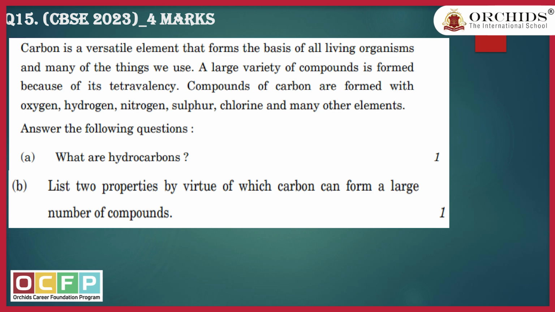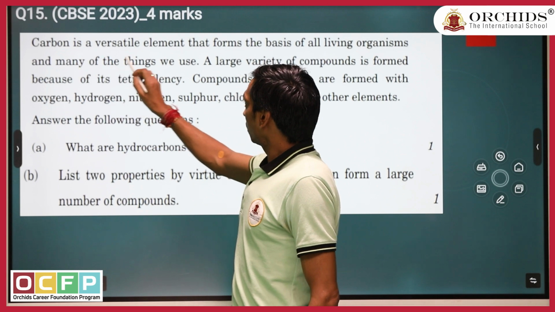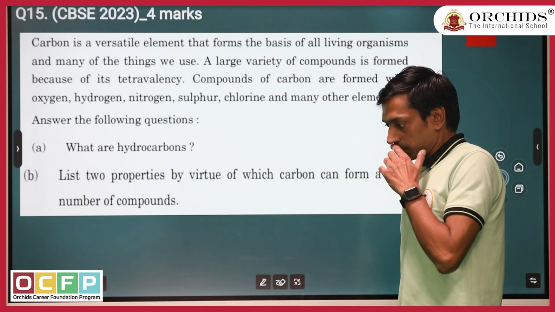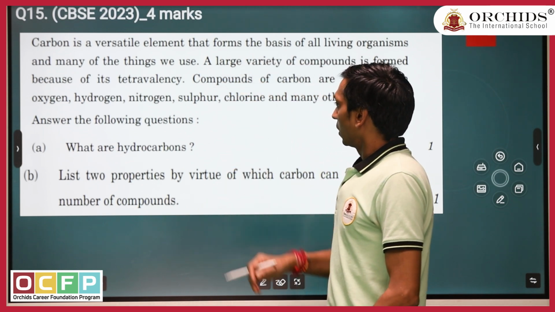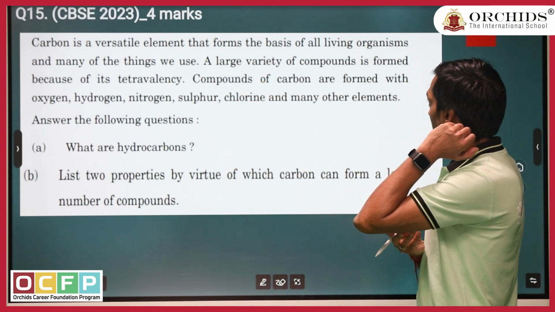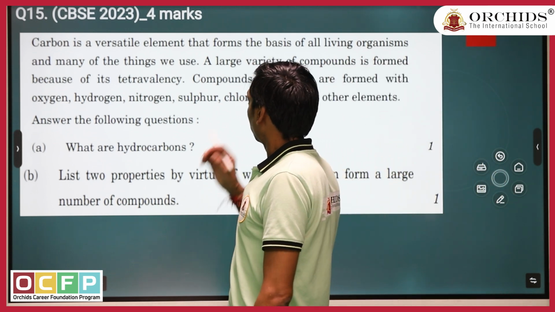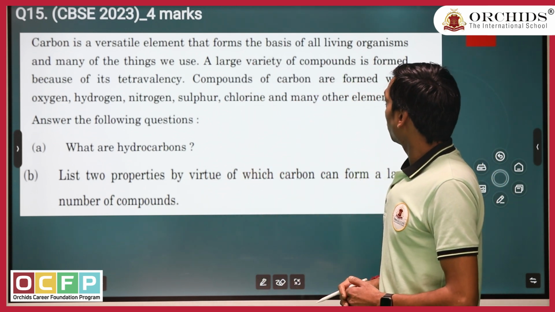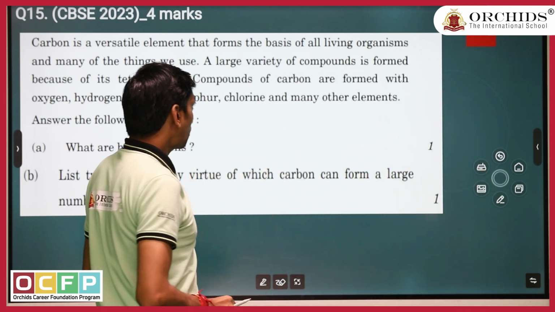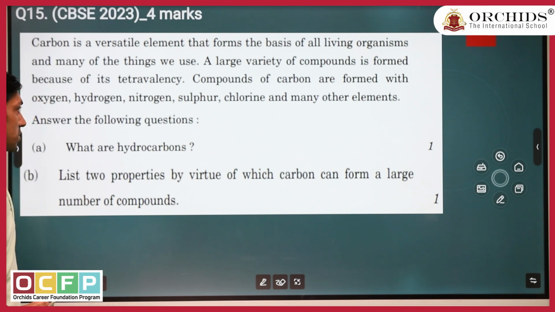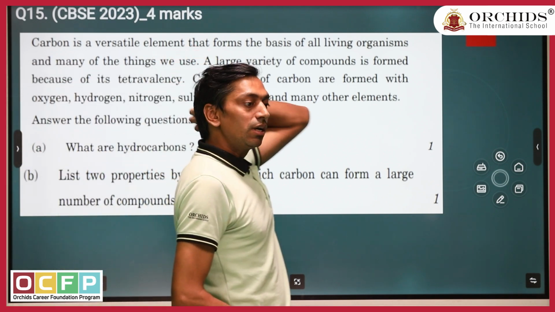Next, question number 15. Again a 2023 4-mark question. In this question, carbon is a versatile element that forms the basis of all living organisms and many of the things we use. A large variety of compounds is formed because of tetravalency. Compounds of carbon are formed with oxygen, hydrogen, nitrogen, sulfur, chlorine and many others. Answer the following questions.